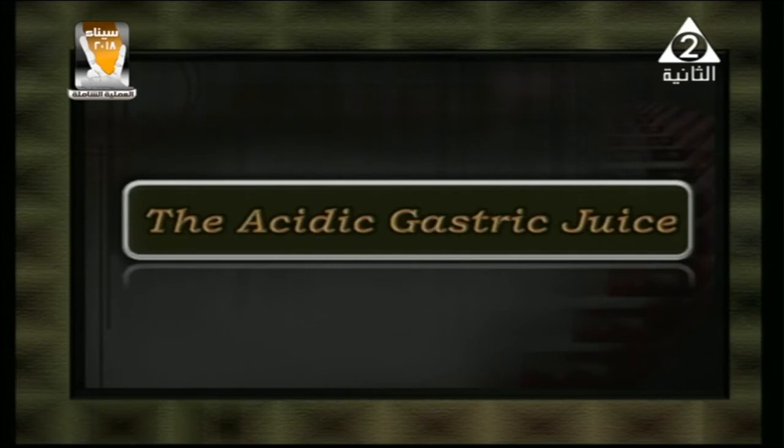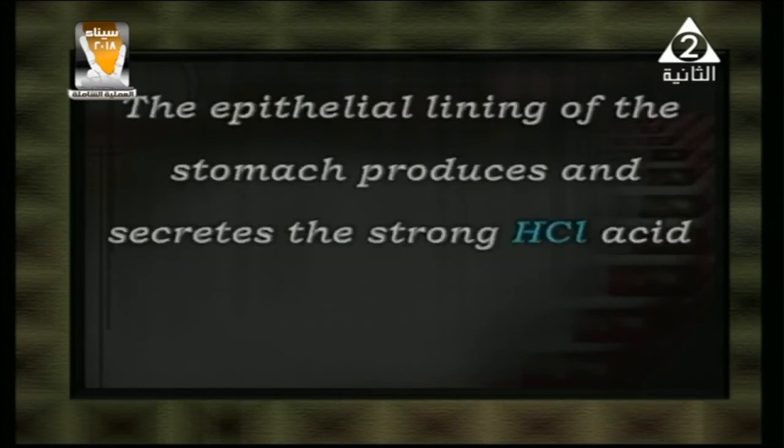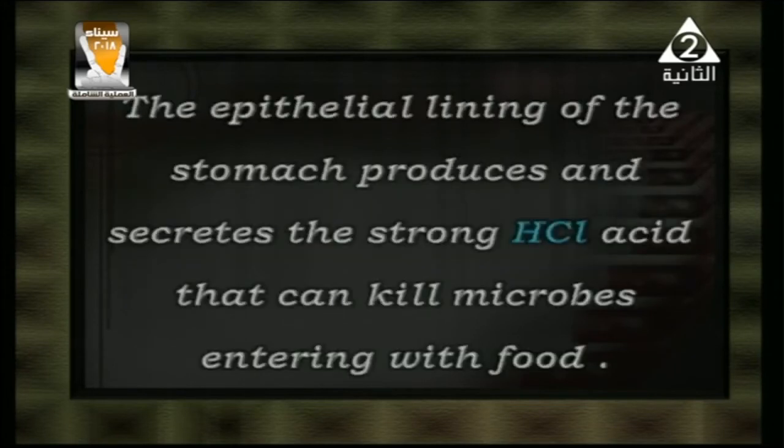Also we have the acidic gastric juice, which is secreted by your stomach. The epithelial lining of the stomach produces and secretes a very strong hydrochloric acid that can kill microbes entering with the food. So we have different mechanisms here. Some fluids are outside your body, like tears, mucus and saliva, and some are inside your body, like hydrochloric acid, and so on. This is about the mechanisms of how our body defends against pathogens.